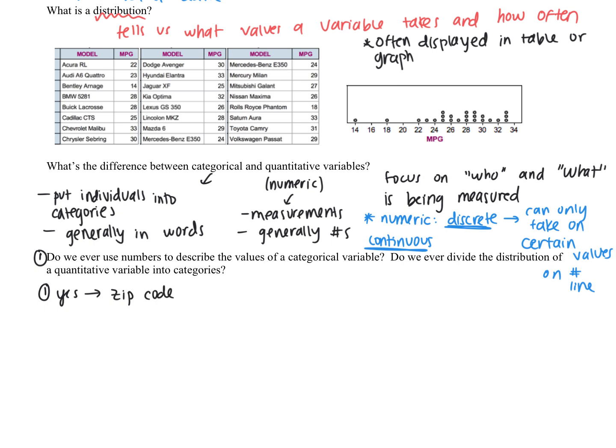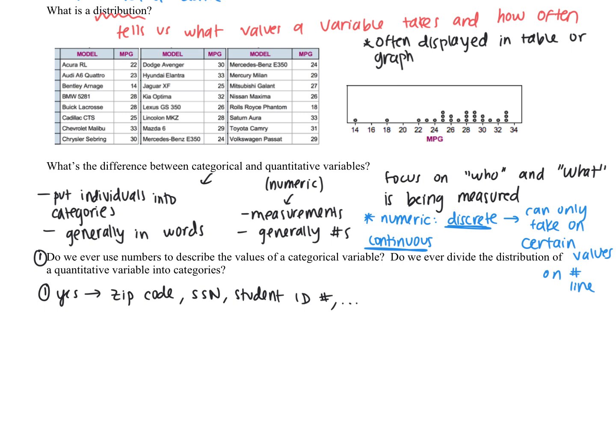Can anybody think of something else? Your social security number. That's a good example. Your student ID number. And there's more. But what I'm trying to show you here is just because you see a number does not mean that it's a categorical variable. We have to think about it. Does that number actually represent something being measured? No.